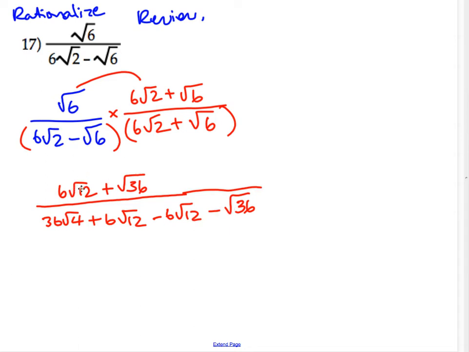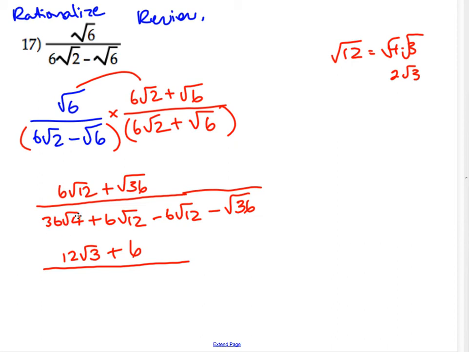So let's do a bit of simplifying up top here. Root 12, I see that 12 is the same thing as 4 times 3, so I could rewrite that. Root 12 is the same thing as the square root of 4 times the square root of 3, which is 2 root 3. So if you multiply the 2 by that 6 that was out there already, you'd get 12 root 3 plus, and the square root of 36 is 6. Okay, happy with the top.